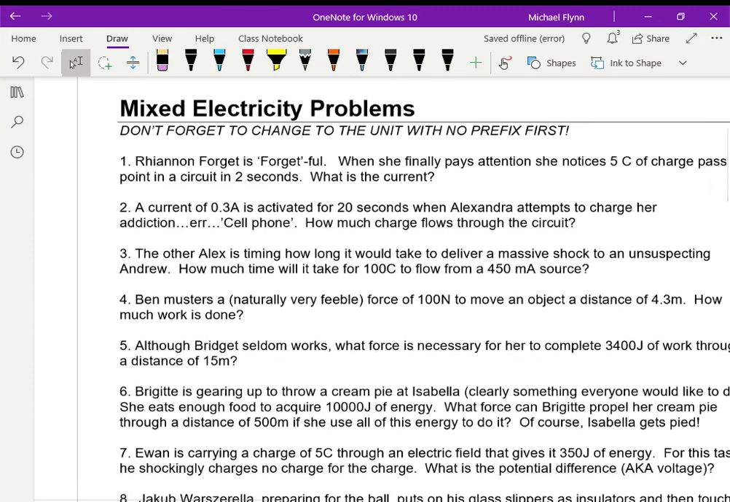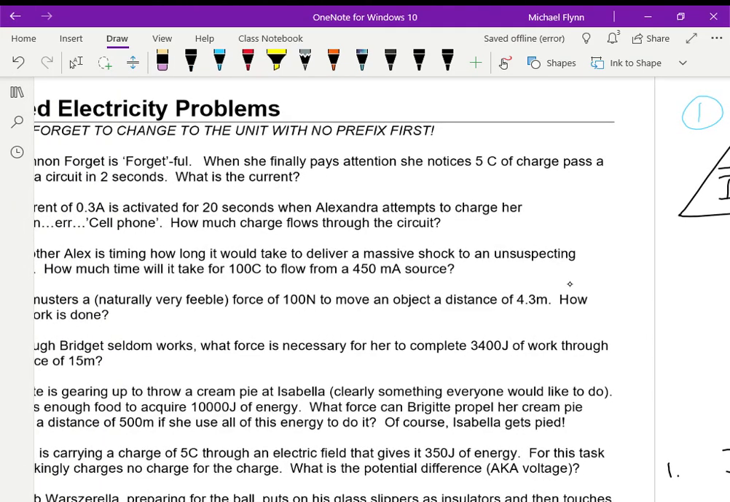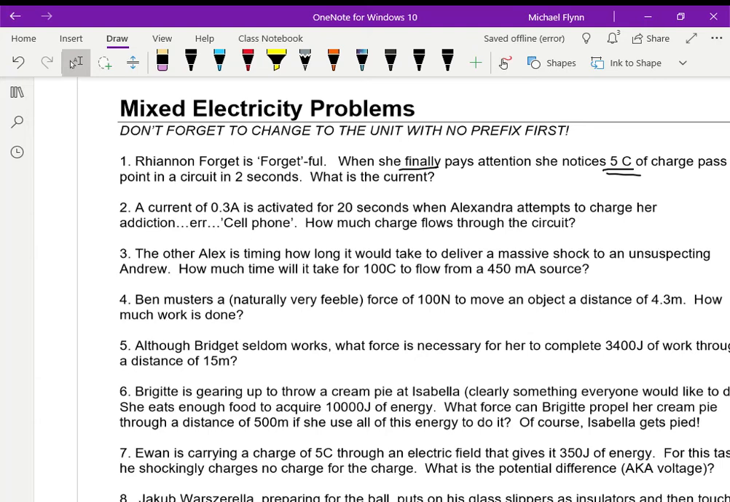Look at question number 1. Rhiannon is forgetful, of course. When she finally pays attention, she notices that 5 coulombs of charge passes a point in a circuit in just 2 seconds. And the question is, what is the current? So what is the current? So 5 coulombs in 2 seconds.